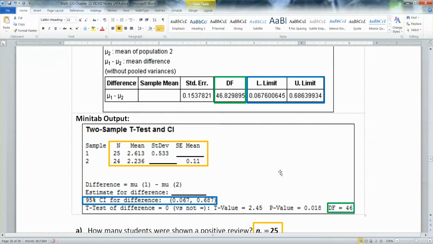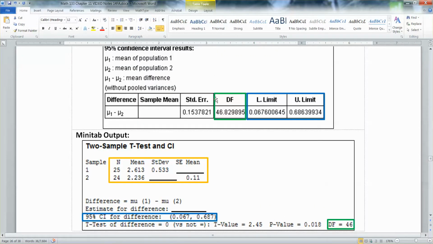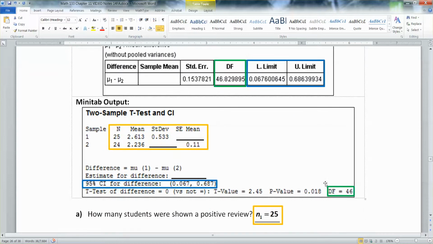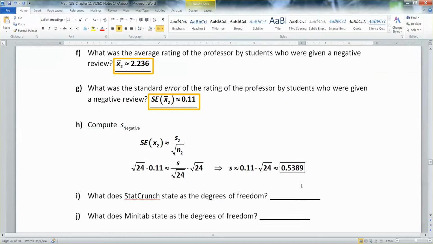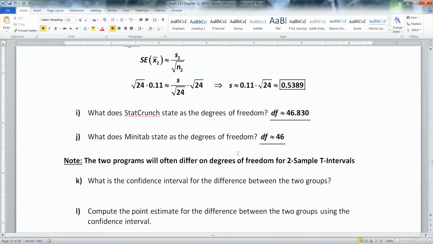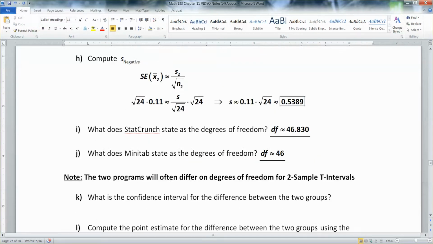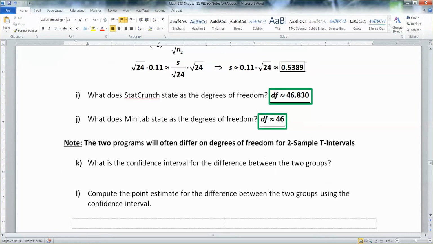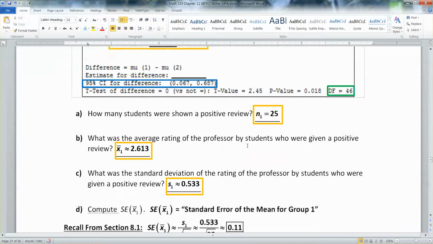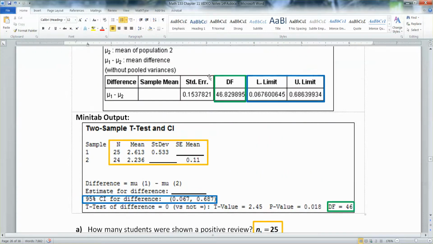So if we look at our outputs here, StatCrunch says it's 46.829, and then Minitab says 46. Minitab rounds it down, essentially. Okay, so I'll put those in there. There, we have those two values right there. And to match the highlighting that I have in the outputs up here with the green boxes, I'll give it a green box right there.